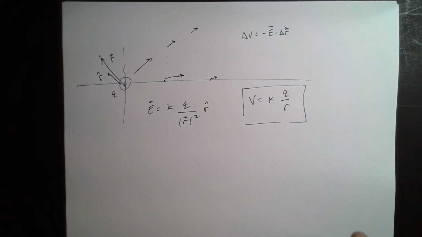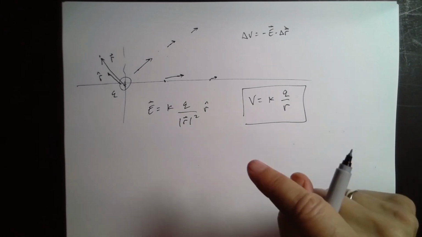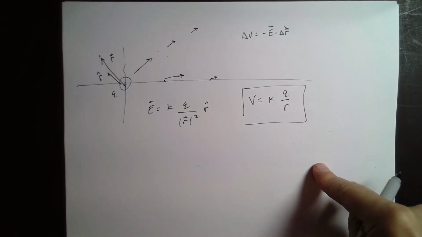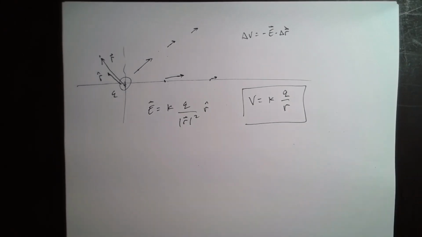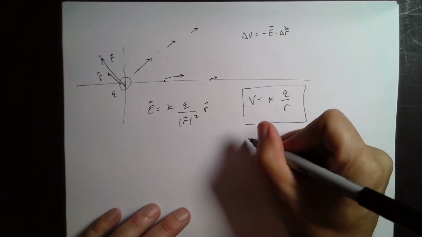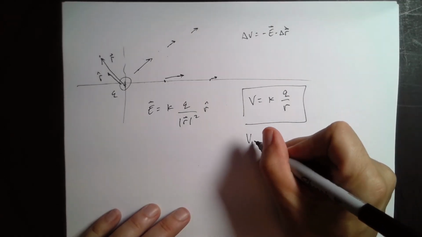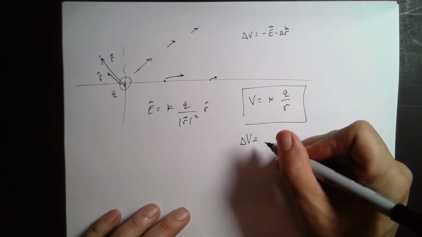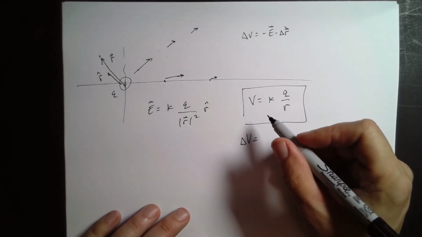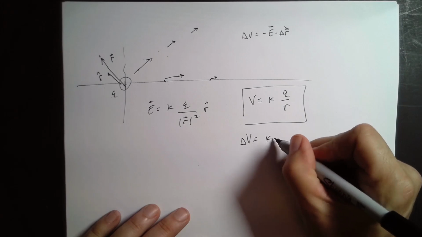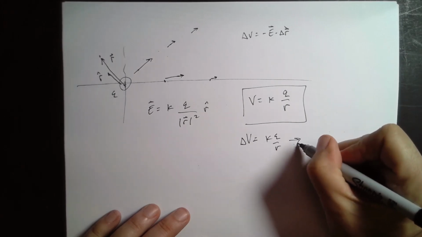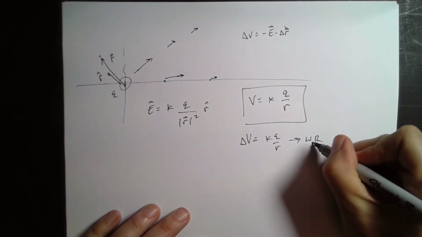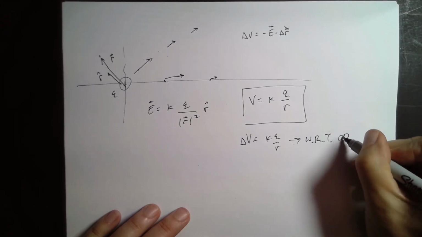But you should look at that and say, hey, wait a second. You just said it was the change in potential that matters. And that's not a change. And you're right. Really, it's this: delta V equals k Q over r, and this is with respect to infinity.